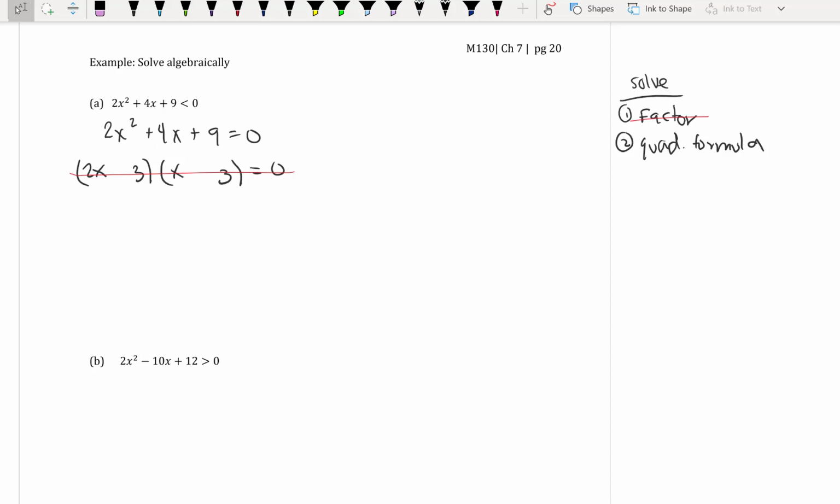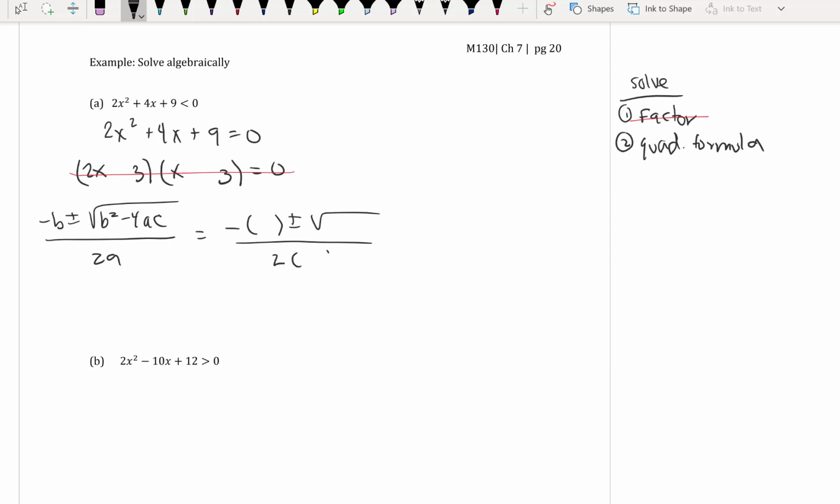So instead, I'm going to go into my quadratic formula. So I have negative b plus or minus the square root of b squared minus 4ac, all over 2a. So the b value that I'm plugging in here, or actually my a is a 2, my b is a 4, and my c is equal to 9. So that b value that I'm plugging in is a 4.